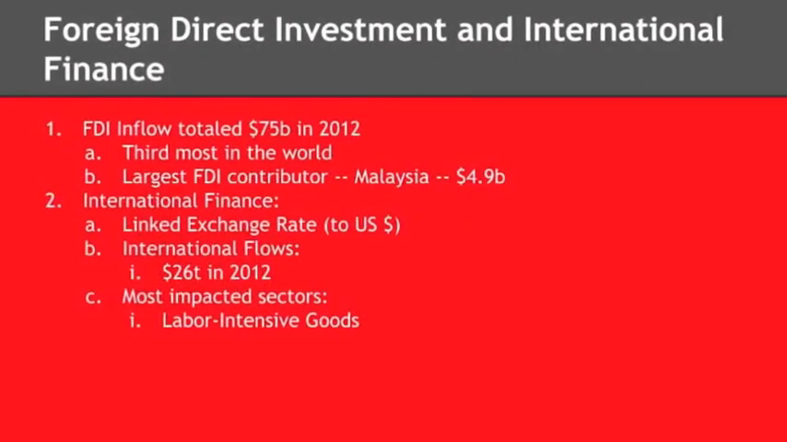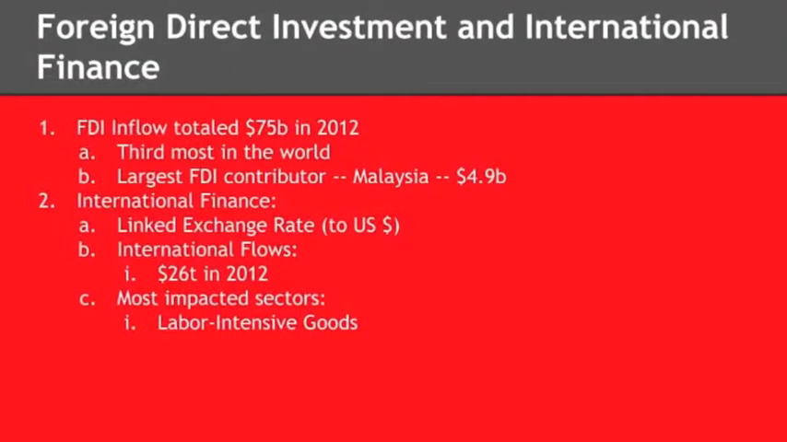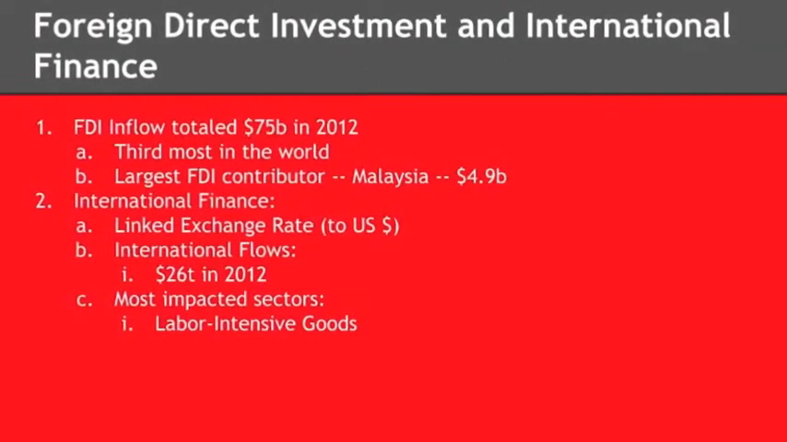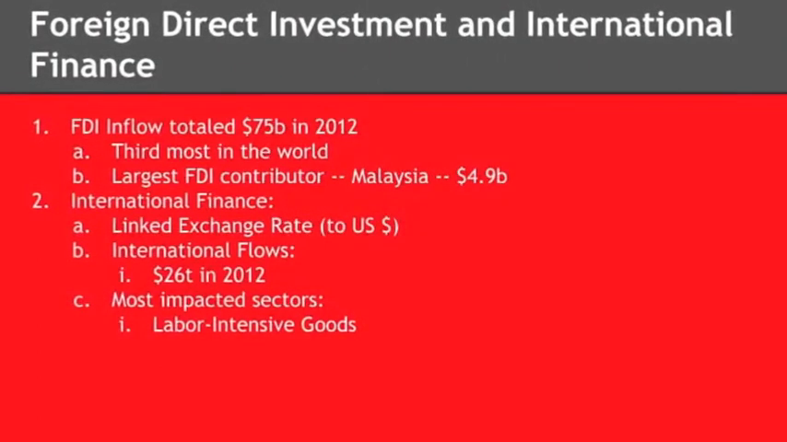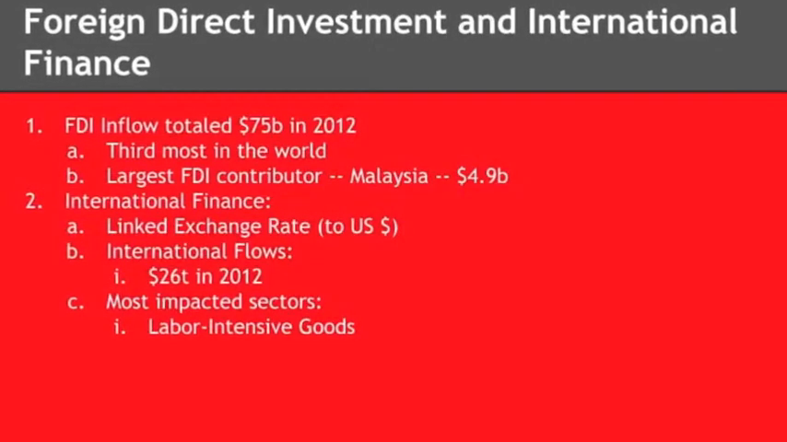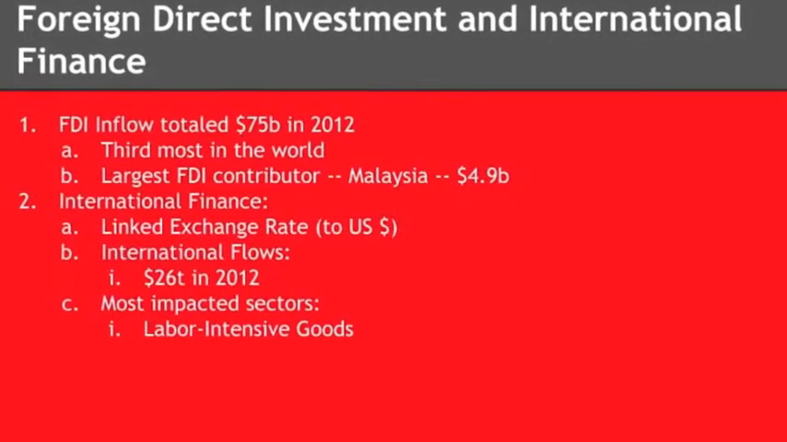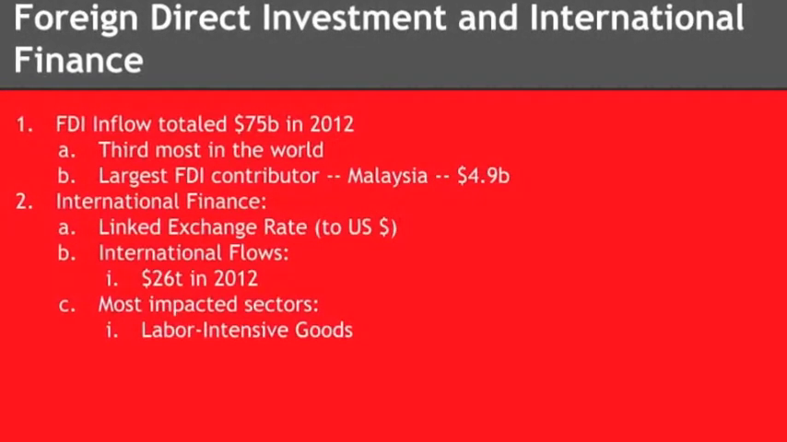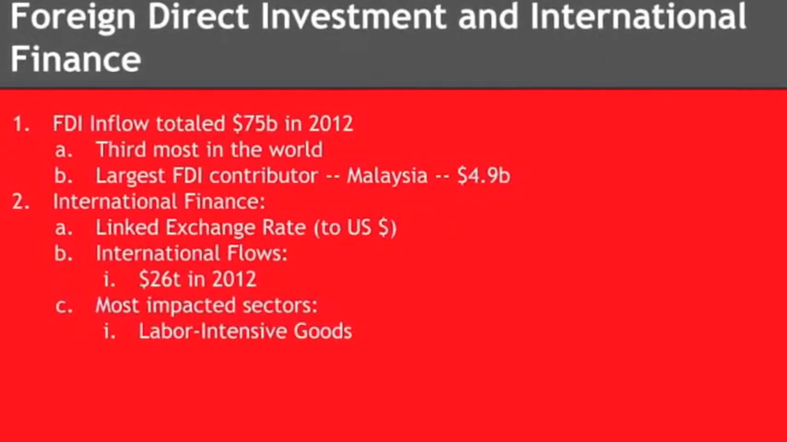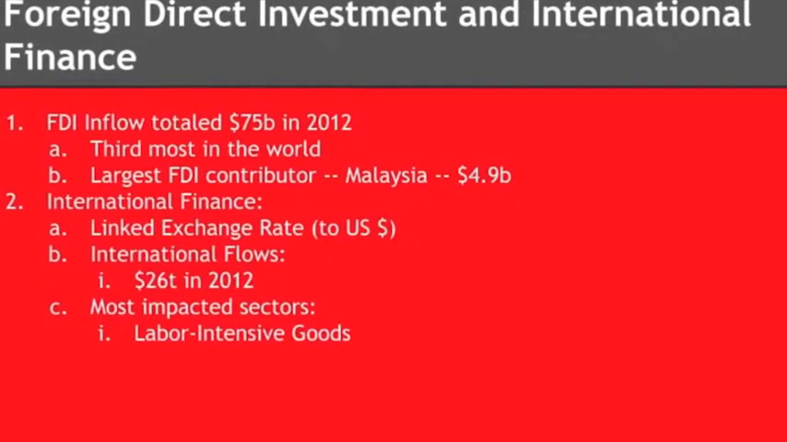Foreign direct investment inflow totaled $75 billion in 2012. This was the 3rd highest FDI in the world. The largest FDI contributor to Hong Kong was Malaysia at $4.9 billion. Hong Kong operates a linked exchange rate. Their currency is linked to the US dollar. International capital flows totaled $26 trillion in 2012. The sector that received most of this flow was labor-intensive goods.